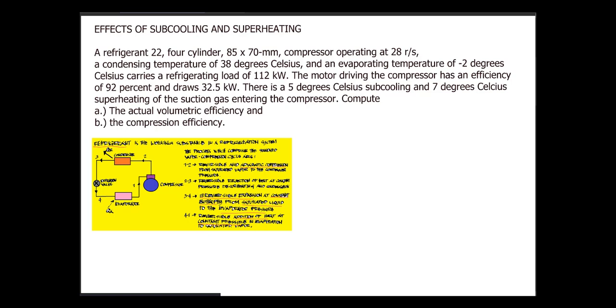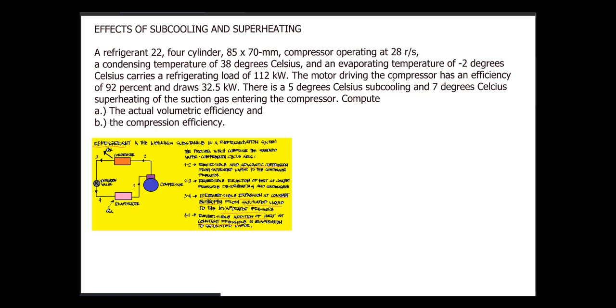Today we're going to discuss the effects of subcooling and superheating. Now, a given problem: we have a refrigerant 22, 4-cylinder, 85 by 75 compressor operating at 28 revolutions per second, and a condensing temperature of 38 degrees Celsius and an operating temperature of -2 degrees Celsius, carries a refrigerating load of 112 kilowatts.